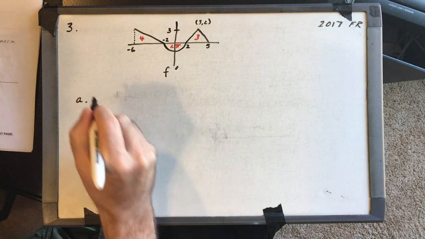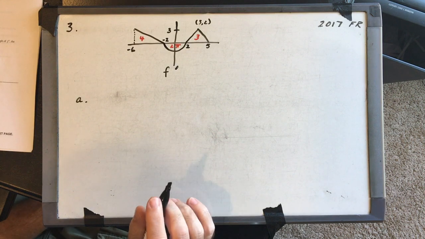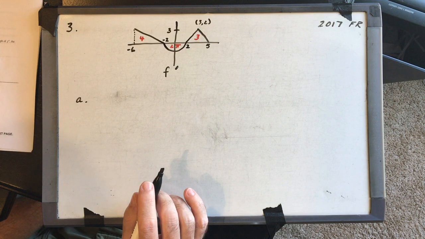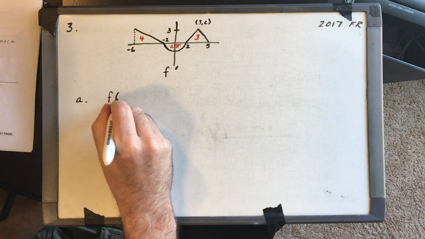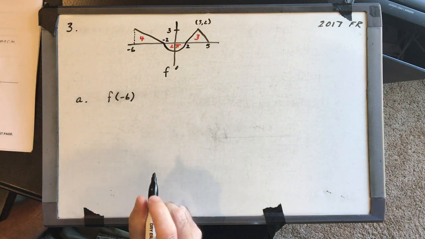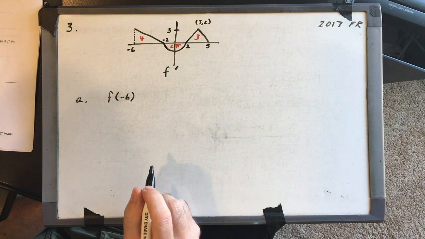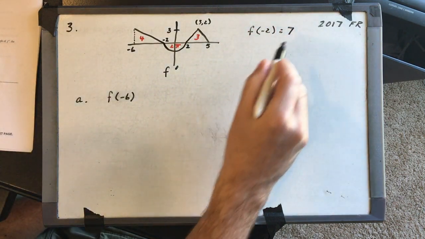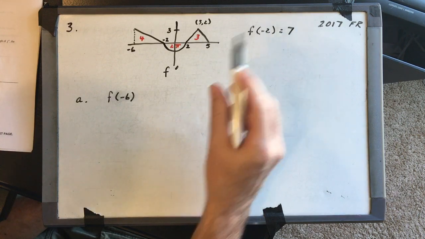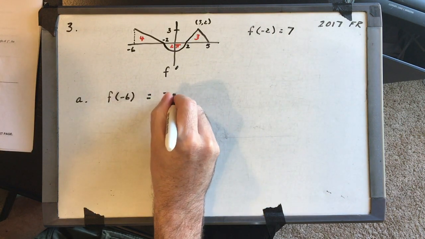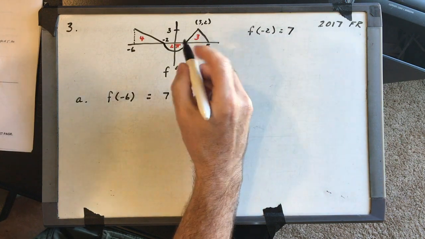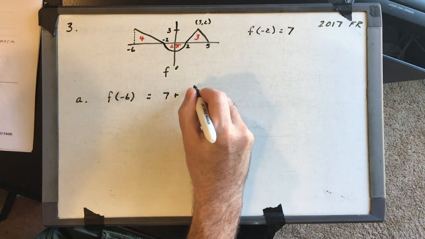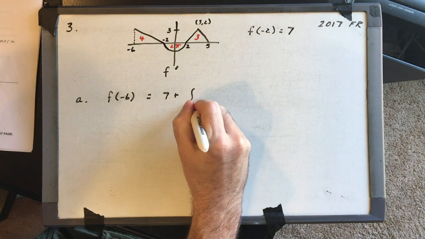Part A, and this is a problem worth studying because we didn't do this in our textbook. It says find the values of f of -6 and f of 5. We did one of these the other day. For f of -6, you know that f of -2 is equal to 7. That's in the original problem description. So we start there at 7. Start at a spot that you know, and then you integrate from that spot, -2 to -6.